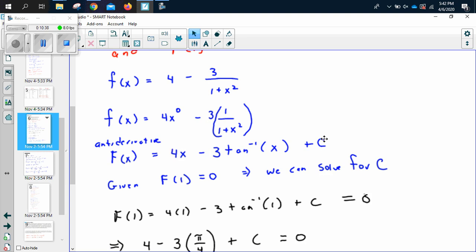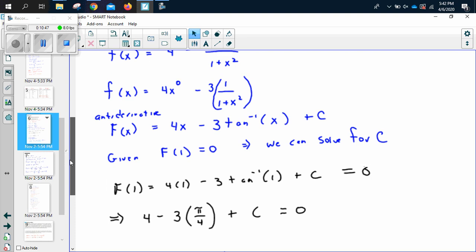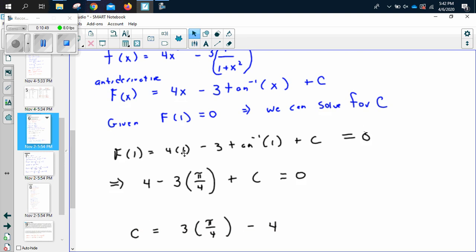So here's my antiderivative. Now I know that this function, the antiderivative evaluated at 1, is 0. So I can use that to solve for c. So f of 1 would be 4 times 1 minus 3 times tan inverse of 1 plus c, and that's 0. Now that's 4. Tan inverse of 1 is the angle pi over 4, because the tangent of pi over 4 is 1. So what angle has the tangent of 1? That's pi over 4.